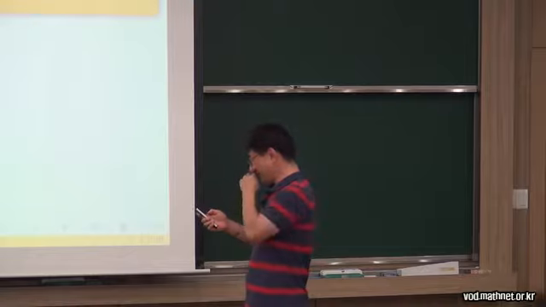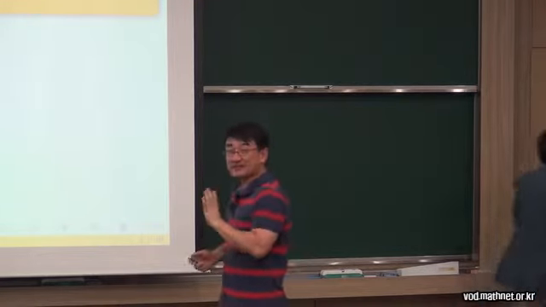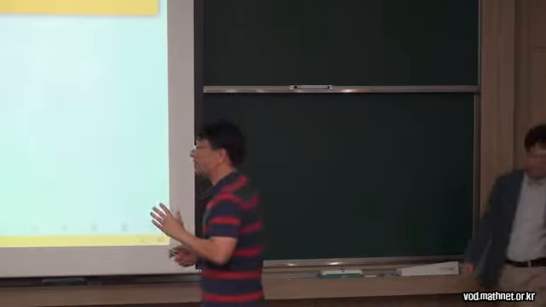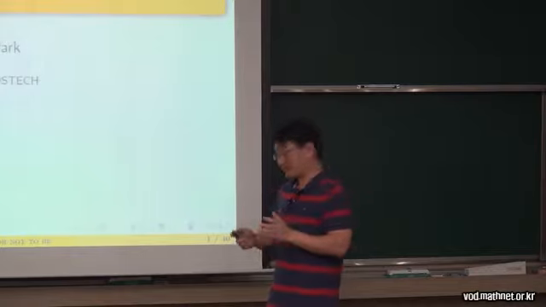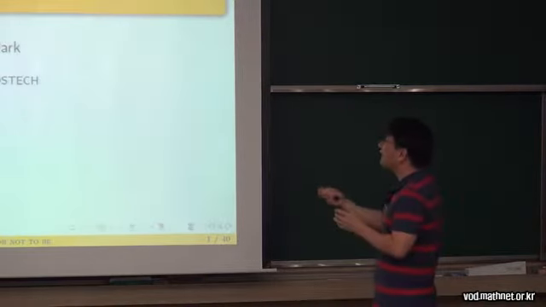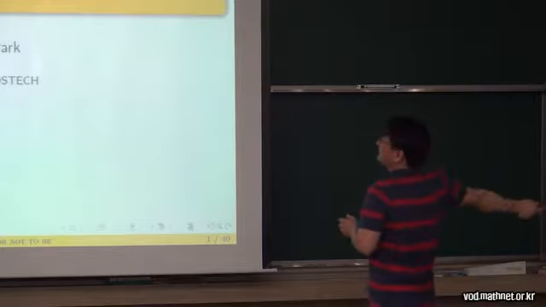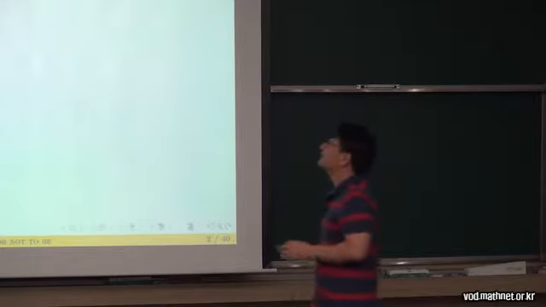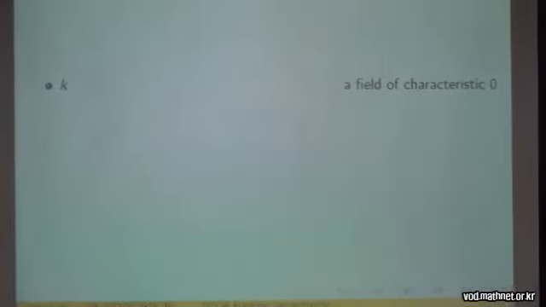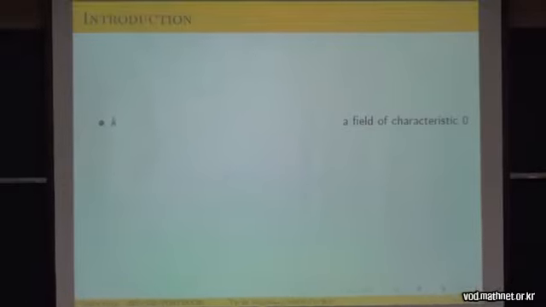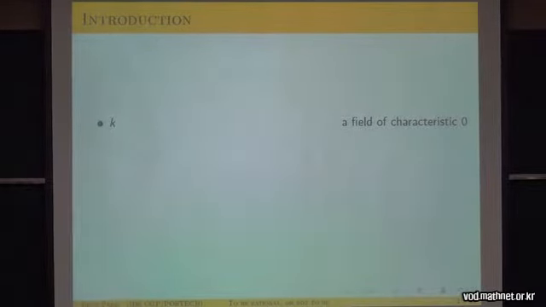All right, so let me start. We're going to talk about some simple varieties. I think this is a colloquium talk, so I will start from scratch. Let me fix my field. K will be a field of characteristic zero, just like a field. We do not assume that K is algebraically closed, just any field of characteristic zero.